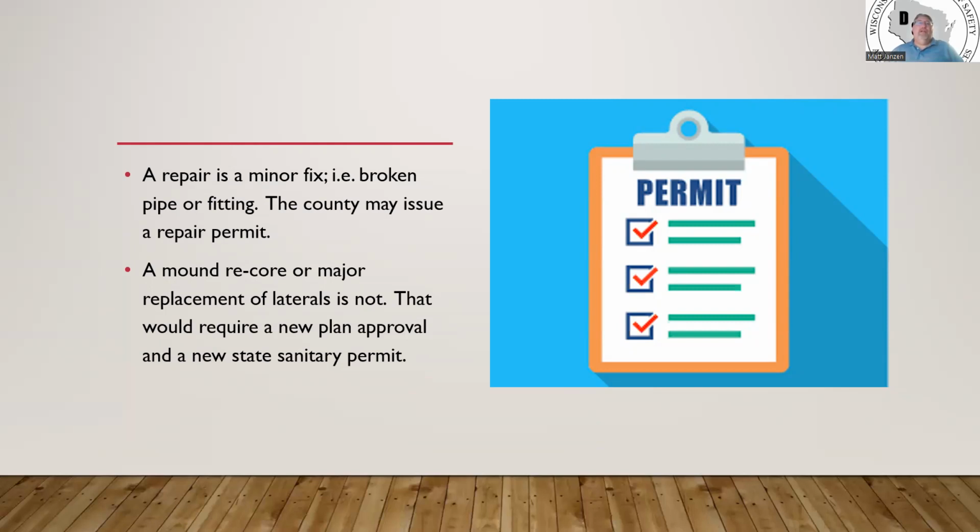That's basically a new drain field that would require a new plan approval. If the county doesn't have agent status, it would have to come back to the state for review, and it would require a new sanitary permit number. If it's a minor repair, then the county could issue a repair permit, and the county should. We should be knowing if stuff is being repaired or there have been modifications to a system. If we have repeated things, we can flag that. But a mound recore, major replacement of laterals or pipe and gravel, that's basically a new system, and that would require a new sanitary permit number.